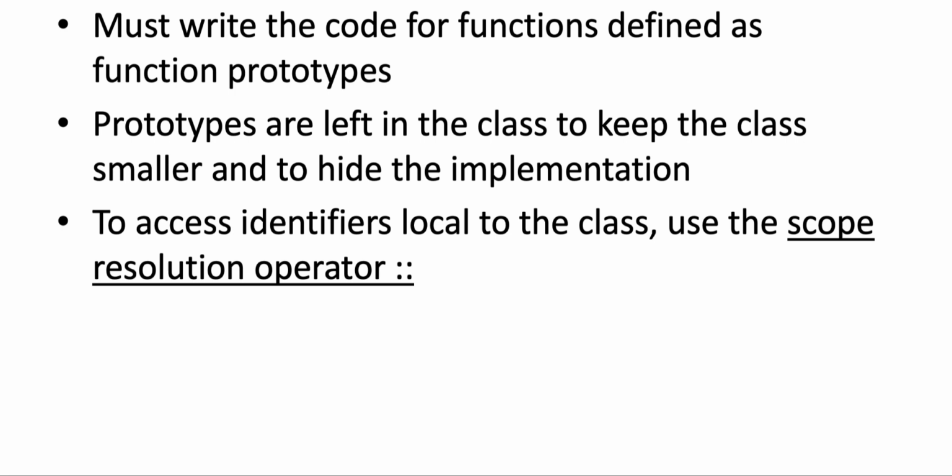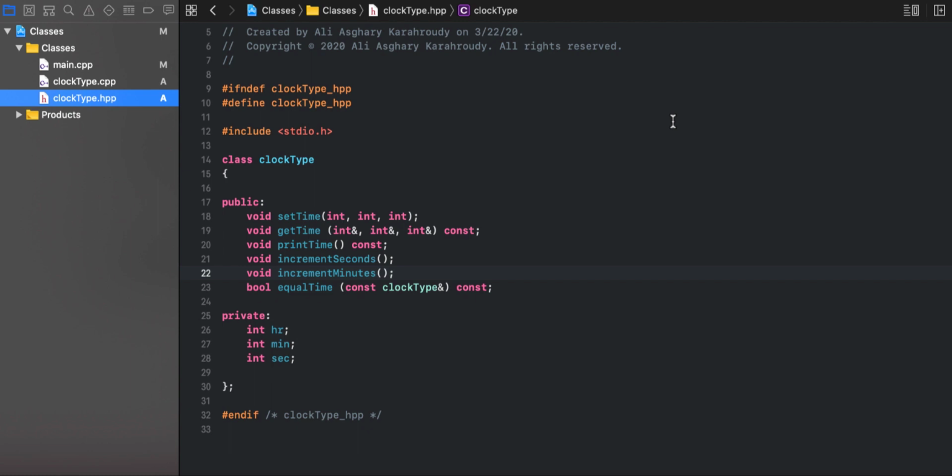Next, we have to write the definitions of member functions of the class, which means we will write the definitions of the functions set time, get time, print time, increment seconds, equal time, and so on. Because the identifiers set time, print time, and so forth are local to the class, we cannot reference them directly outside the class. In order to reference these identifiers, we use the scope resolution operator or double colon. Okay, let's see how it actually happens.